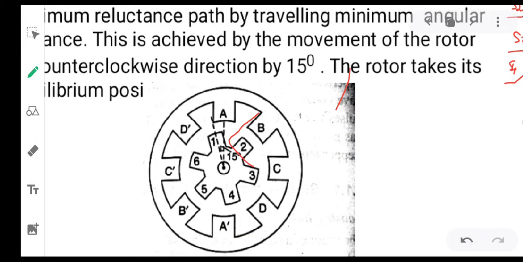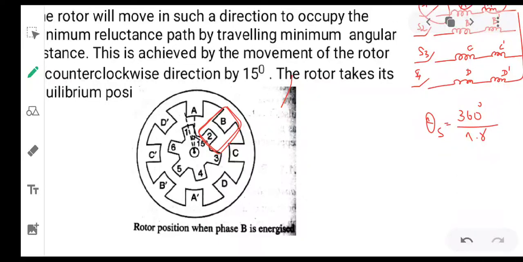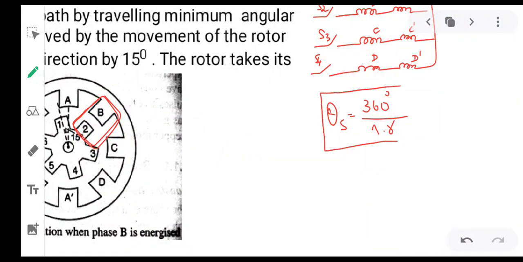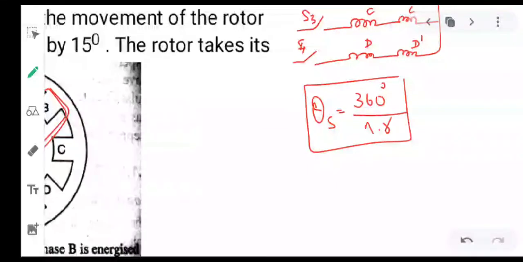Now in this position the reluctance is minimum. That means the rotor has turned through a certain angle in the anti-clockwise direction, and that angle is given by the relation theta equals 360 degrees divided by N times R, where N is the number of phases and R stands for the rotor teeth.